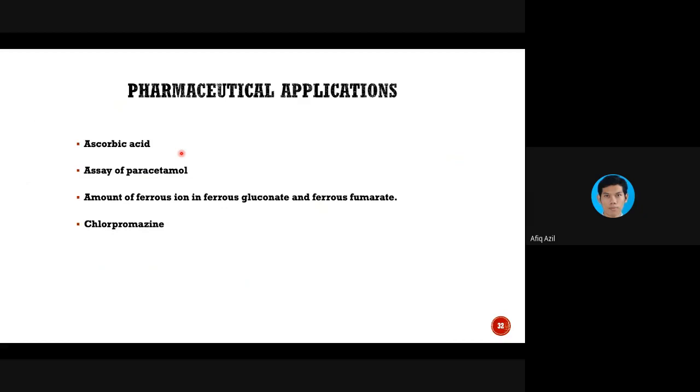In terms of pharmaceutical application, redox titration can be used to do the assay for ascorbic acid or vitamin C, and the assay of paracetamol, PCM. Also the amount of ferrous ion in ferrous gluconate and ferrous fumarate, which are types of formulations as well, and also the assay of chlorpromazine. These are just among the few applications of redox titration.